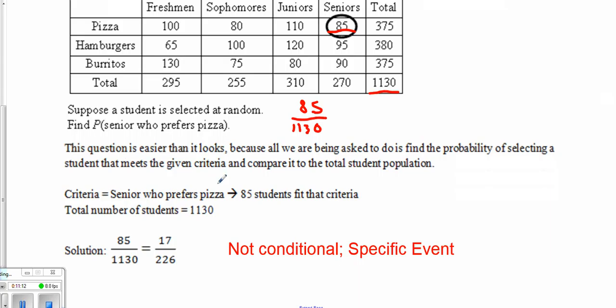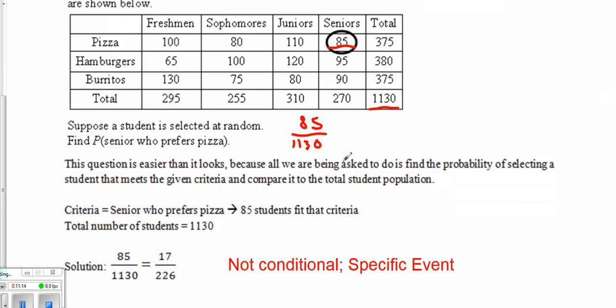So this question is actually easier than it looks. It's literally just asking us to find seniors who like pizza over the total. Okay, so we would get 85 over 1,130, which reduces to 17 out of 226. Again, this is not conditional because we didn't say given that they were a senior or given that they like pizza. This is just a very specific event: seniors who like pizza out of the total.